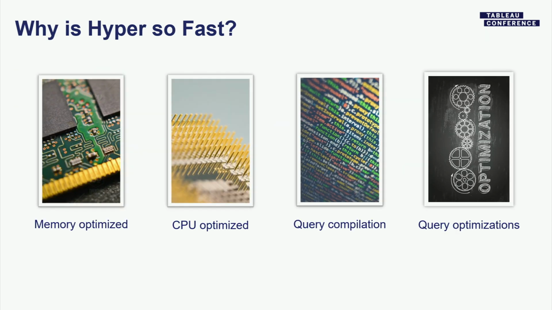Why is Hyper so fast? There are 4 pillars around Hyper. The first one is it's a main memory system. It means that everything happens in memory. It's CPU optimized. That means that every query is split into small unit tasks which are performed in parallel at the CPU level. And Hyper does that very well.